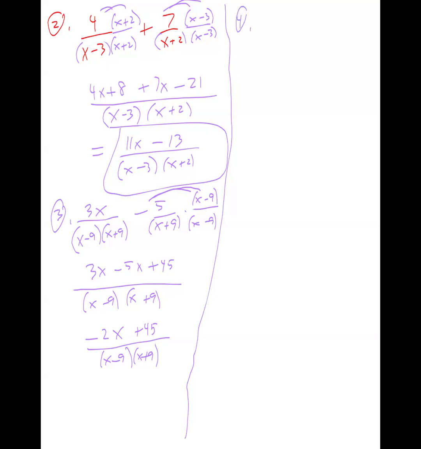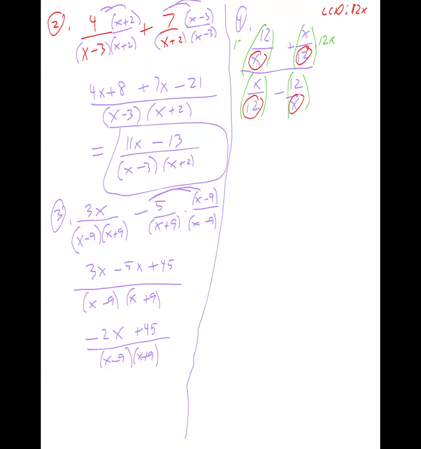Example number 4 says 12 over x plus x over 12, all over x over 12 minus 12 over x. So the first step is to find the LCD of these little numbers, x, 12, and 12x. So the LCD is going to be a 12 with an x. So now put parentheses around every single term and multiply every term on the top and the bottom by the LCD.